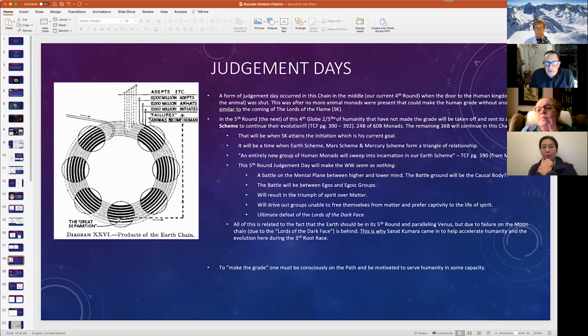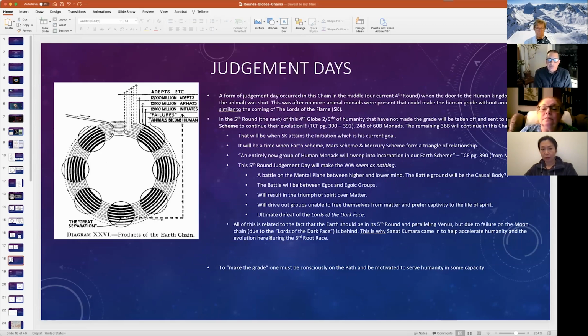So of the 60 billion human monads, it is estimated that 3/5 will achieve the goal and 2/5 will not. So in the middle of the fifth round, at the judgment day, which will be a great battle on the mental plane, the 2/5 will be taken out. That's approximately, right, if there's 60 billion, 5 times 12 is 60. So 24 billion human monads will be taken out of the scheme, put into pralaya, and will incarnate in the human condition in some other scheme. It's not said what that scheme will be or when or where. They're just taken off.